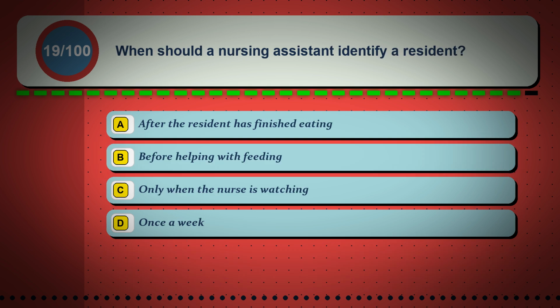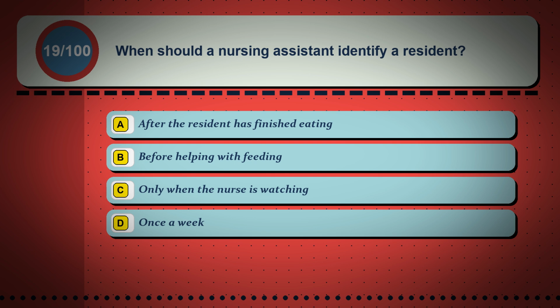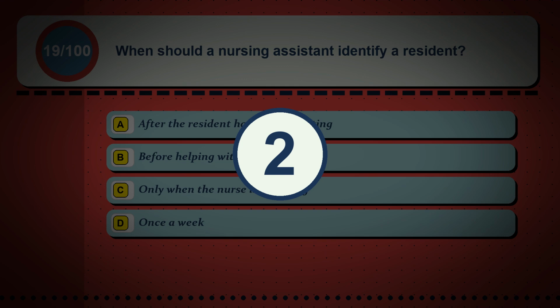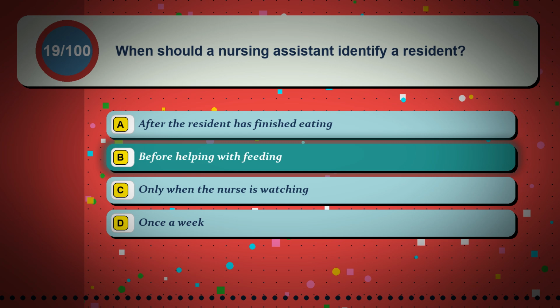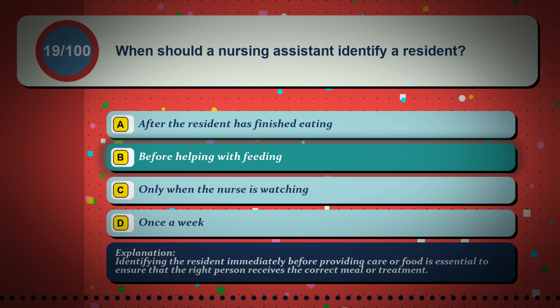Question 19. When should a nursing assistant identify a resident? Option A. After the resident has finished eating. Option B. Before helping with feeding. Option C. Only when the nurse is watching. Option D. Once a week. The correct answer is option B. Before helping with feeding. Identifying the resident immediately before providing care or food is essential to ensure that the right person receives the correct meal or treatment.